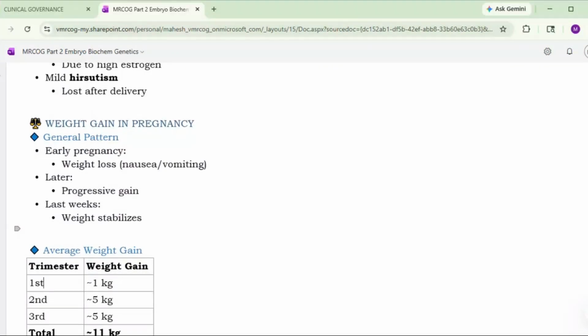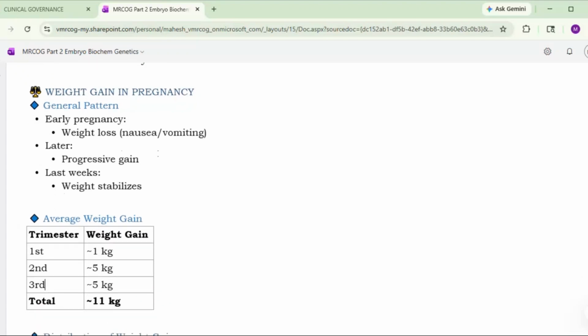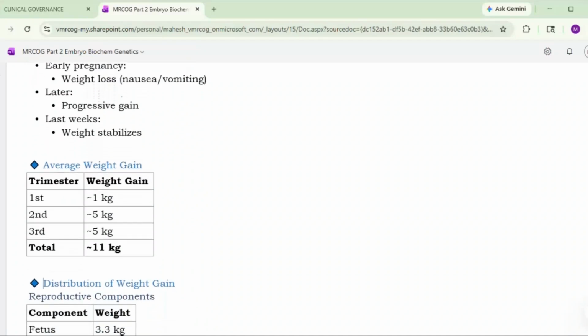Then what about the weight gain? This also you should remember, what is the normal weight gain in the pregnancy. So early pregnancy, there may be little weight loss. There may or may not be weight gain in the early pregnancy. This is mainly because of the nausea and vomiting. While later in pregnancy, there is a progressive weight gain. While in the last weeks, the weight stabilizes. Okay. So this chart shows the weight gain during the pregnancy. In the first trimester, there is hardly 1 kg weight gain.